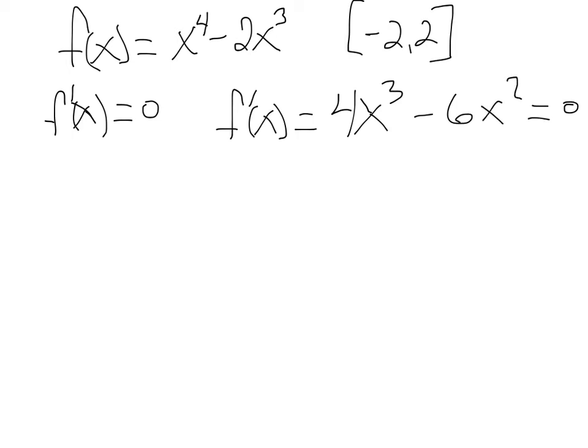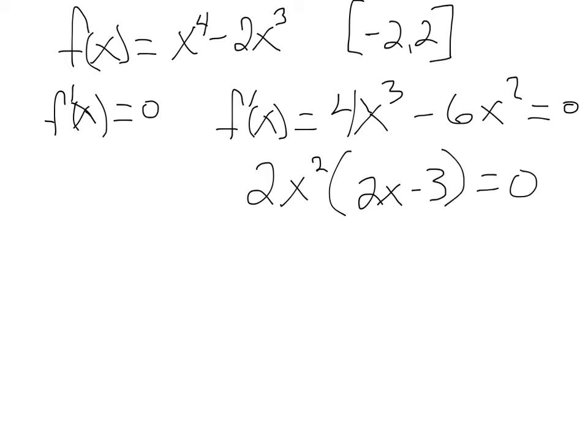So let's set that equal to 0. In order to solve, we have to factor. Let's factor out a 2x squared, and then we get 2x minus 3 is equal to 0. Well, this is true when x equals 0 and when x equals 3/2. So these are our two critical points. Those are the possible candidates for our absolute max or the absolute min. That doesn't mean it's going to happen there, but those are possibilities.